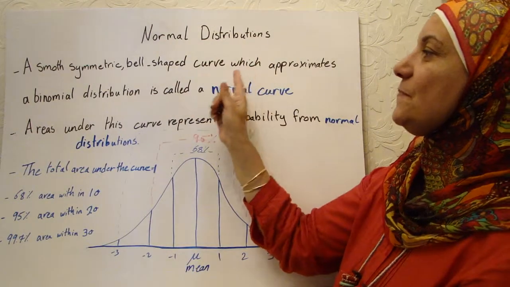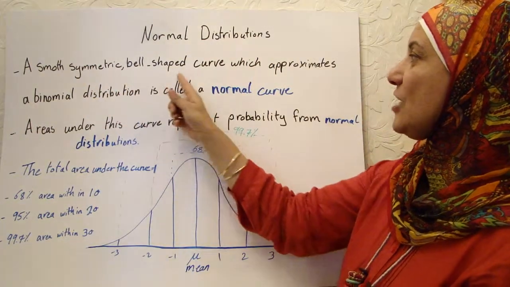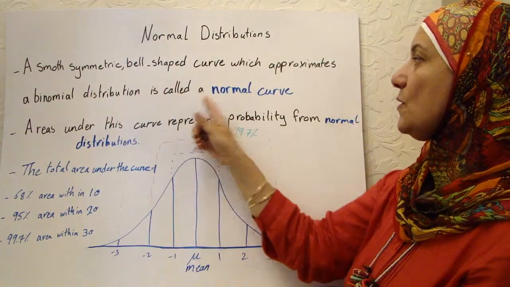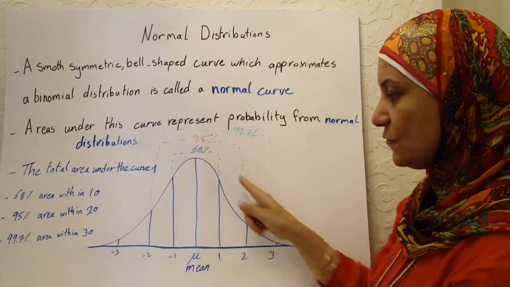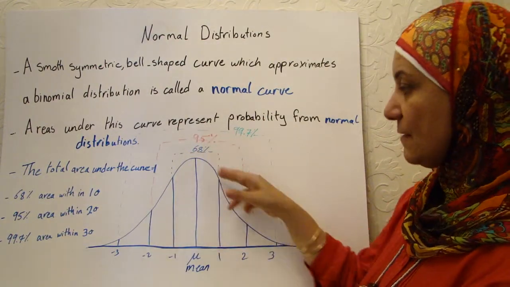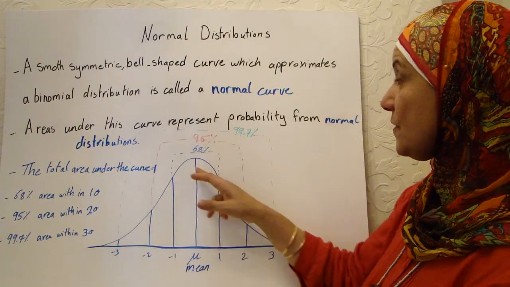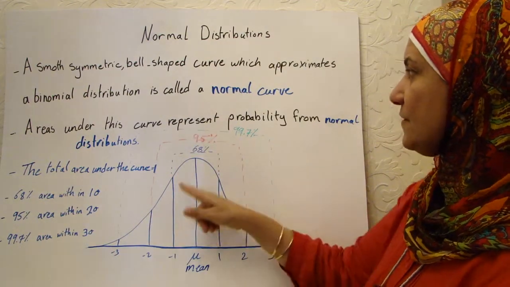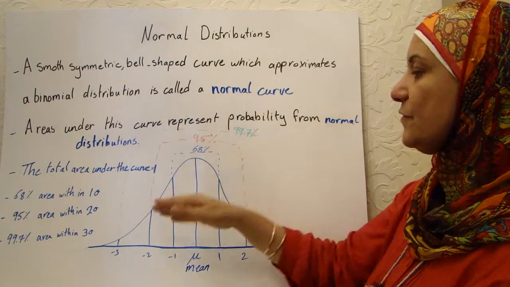Normal distributions. A smooth, symmetric, bell-shaped curve which approximates a binomial distribution is called a normal curve. That is a normal curve. It looks like a bell and it is smooth, and all the amounts or the numbers under this curve is called the normal curve distribution.